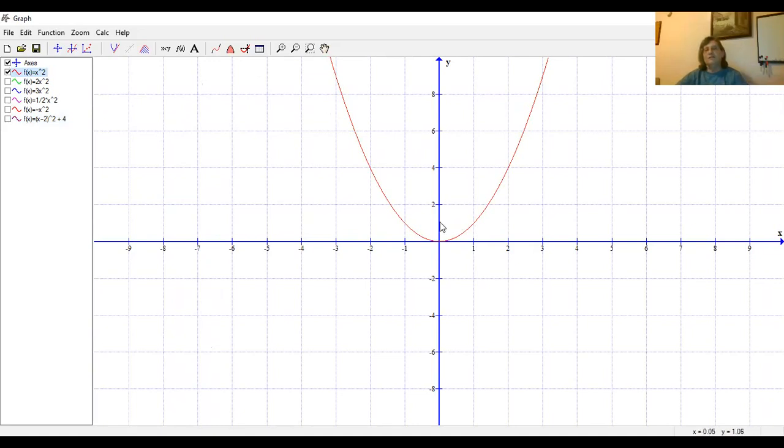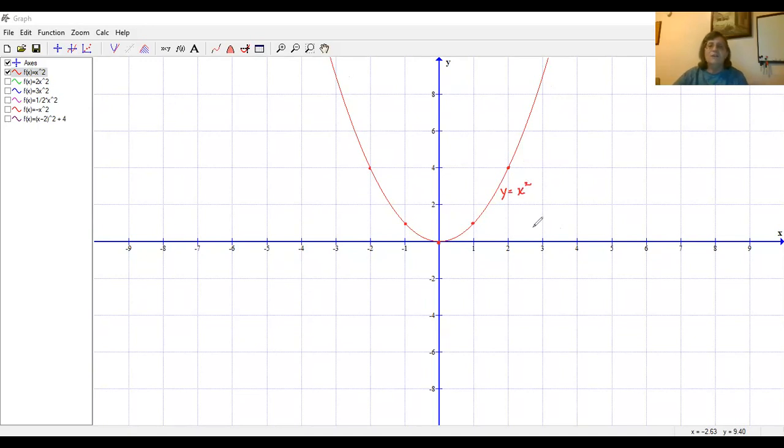Now, notice on this graph, they're using a different scale along the x-axis than they do along the y-axis. So here they're counting by 1s, here they're counting by 2s. So the point 0, 0 is going to be right here. 1, 1 would be here. 2, 4 is over here. 3, 9 would be up here. -1, 1, -2, 4. So this is your standard graph of just y equals x squared, or f of x equals x squared.